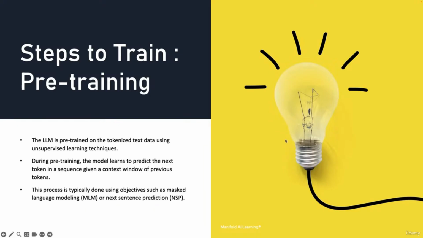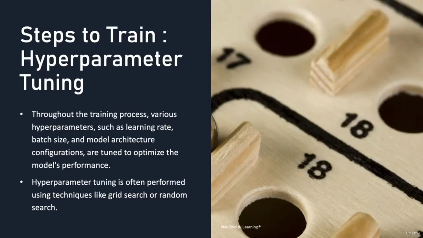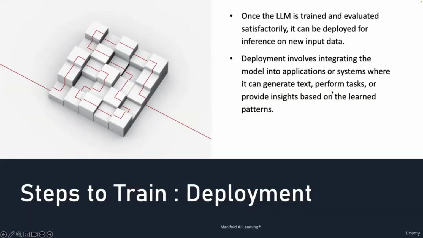Now, once the pre-training is done, we would go ahead and perform the fine-tuning. After the pre-training, these LLMs can be fine-tuned on specific downstream tasks or domains to improve their performance. This fine-tuning involves further training the model on task-specific labeled data with supervised learning techniques. And this is followed by hyperparameter tuning and the evaluation of the model. Now, once the model is evaluated, we would deploy it. So if you think about ChatGPT right now, what the OpenAI team has done is they have performed this pre-training.